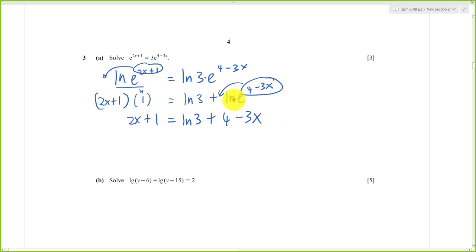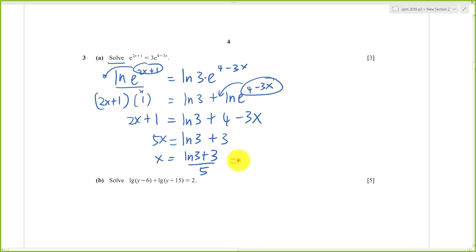Right, so right now I want to solve it. That means I need to find the x. I move the 3x to this side, I will get 5x. I move the 1 to the other side, it becomes minus 1, equals to ln 3 plus 4 minus 1, which is 3. So x will equal to (ln 3 plus 3) over 5. If the question asks you to leave in exact form, then this is your final answer.